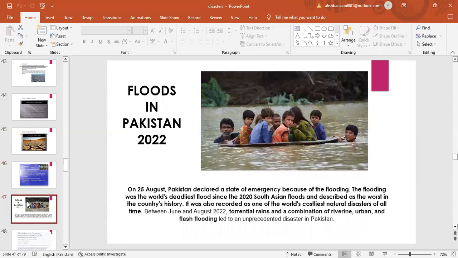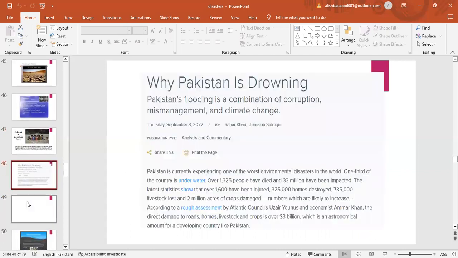Floods in Pakistan 2022. On 25 August, Pakistan declared a state of emergency because of the flooding. The flooding was the world's deadliest flood since the 2020 South Asian floods and was described as the worst in the country's history. It was also regarded as one of the world's costliest natural disasters of all time. Between June and August 2022, torrential rains and a combination of riverine, urban, and flash flooding led to an unprecedented disaster in Pakistan.